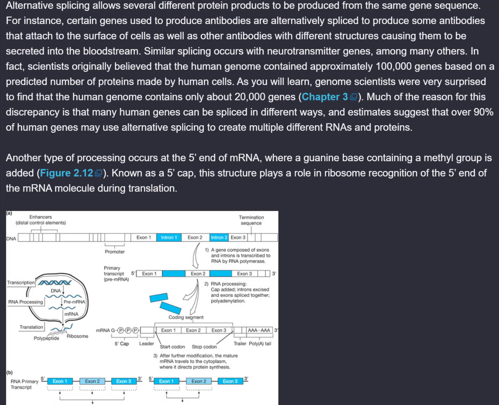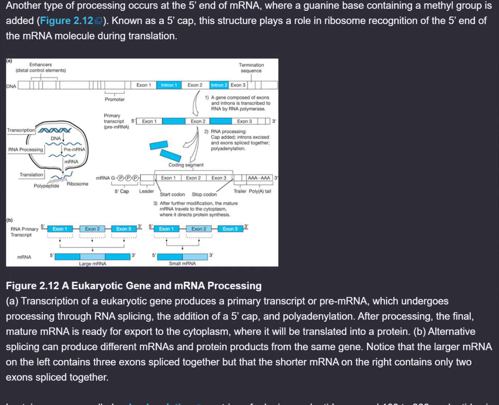In fact, scientists originally believed that the human genome contained approximately 100,000 genes based on a predicted number of proteins made by human cells. As you will learn, genome scientists were very surprised to find that the human genome contains only about 20,000 genes. Chapter 3. Much of the reason for this discrepancy is that many human genes can be spliced in different ways, and estimates suggest that over 90% of human genes may use alternative splicing to create multiple different RNAs and proteins.